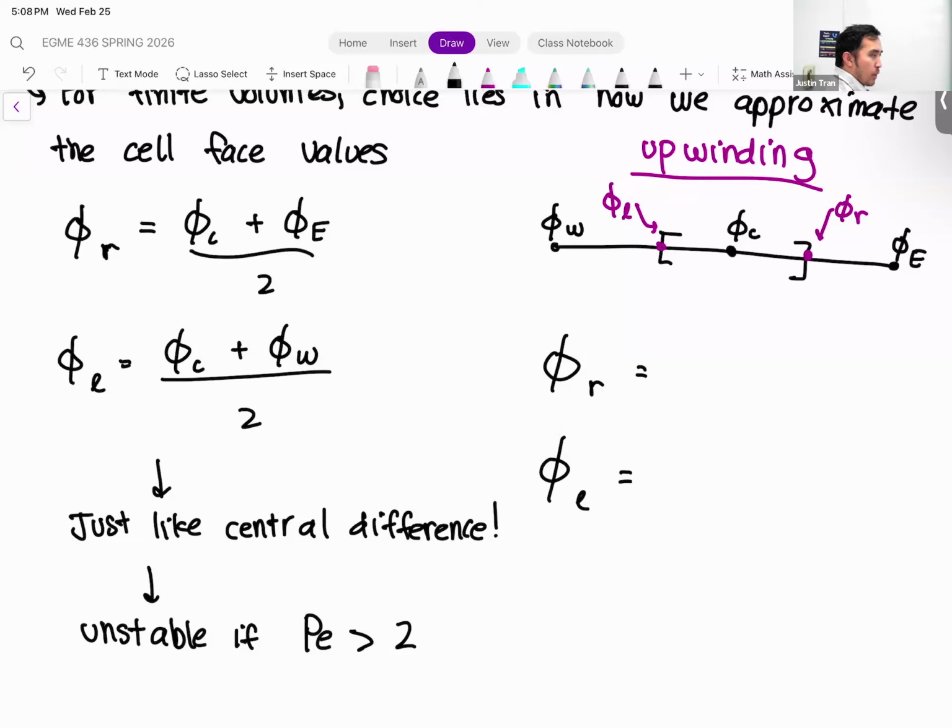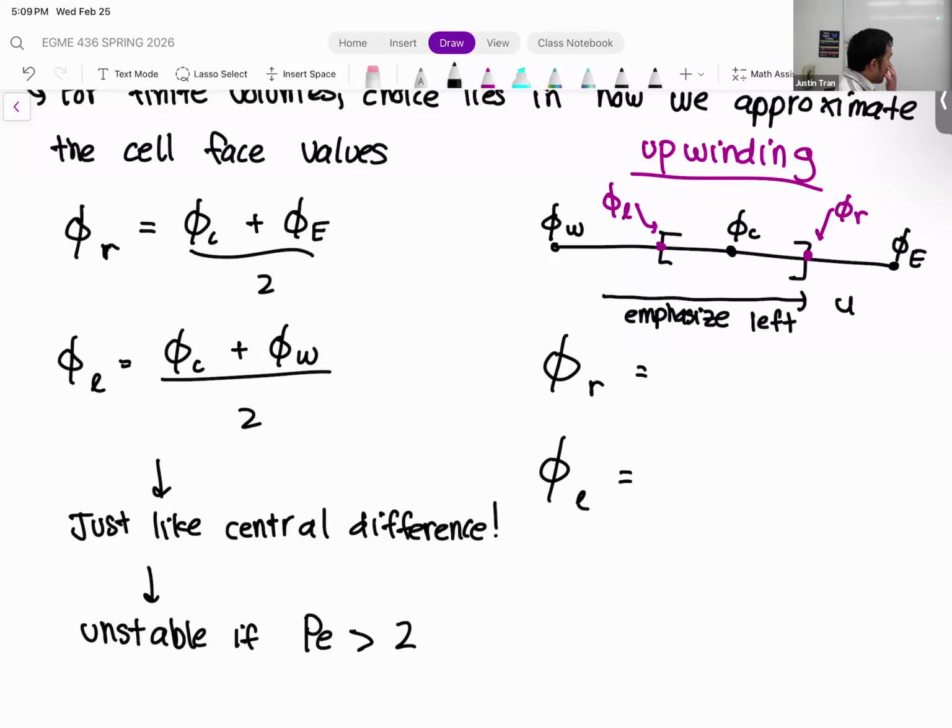Now, when you have upwinding, it's going to depend on the direction of the velocity. So just for the sake of argument, let's say that our velocity is greater than 0, so it's going to go from left to right. If our velocity is going from left to right, that means we want to put more emphasis in our discretization on the left-hand side of our domain. So we want to emphasize the left.